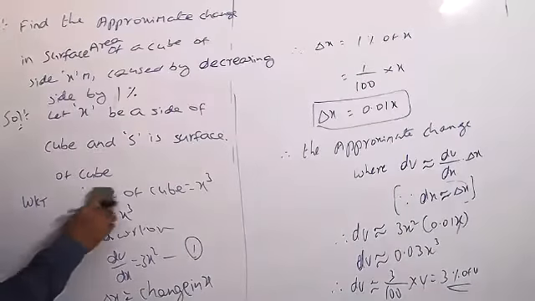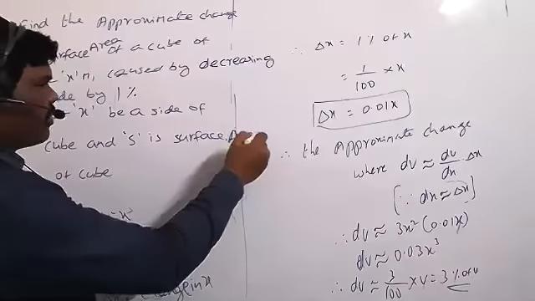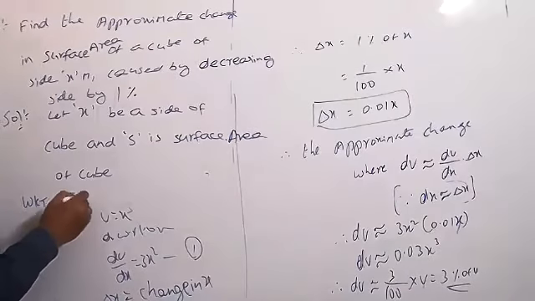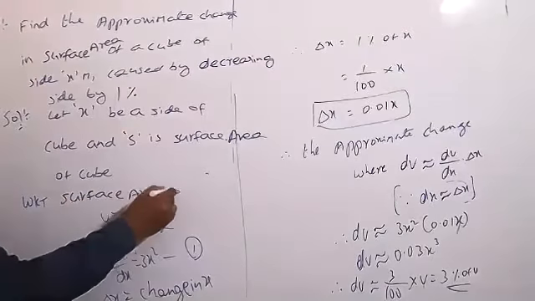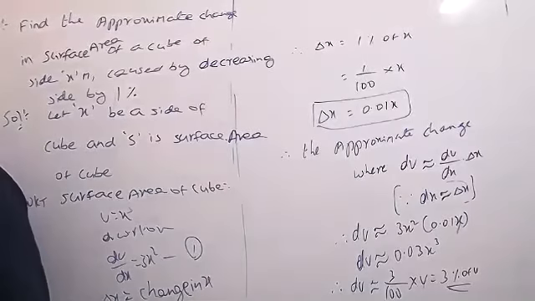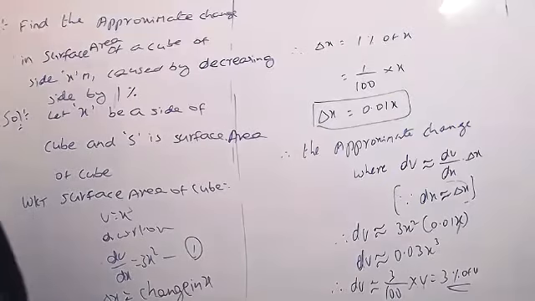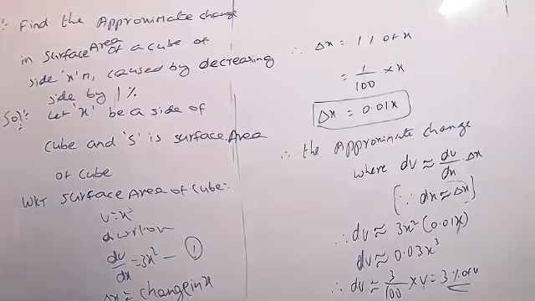Now let x be the side of a cube and S be the surface area of the cube. We know that formula very well. Is it minus 12%? It is wrong. It will be a decrease of minus 2% of the surface area.